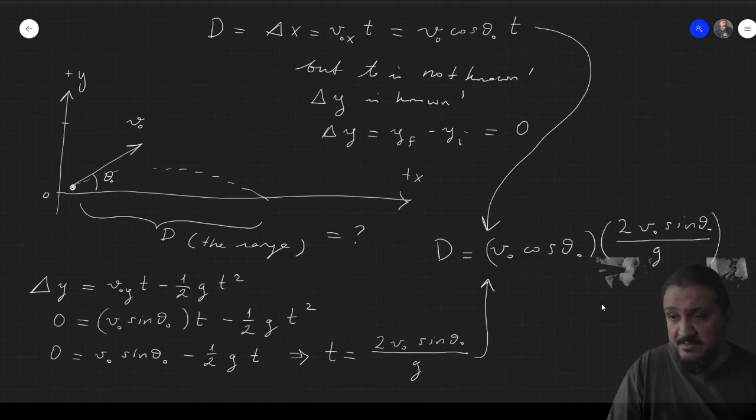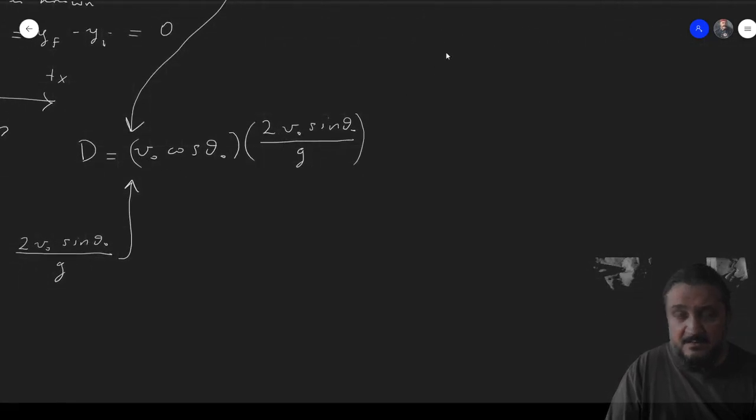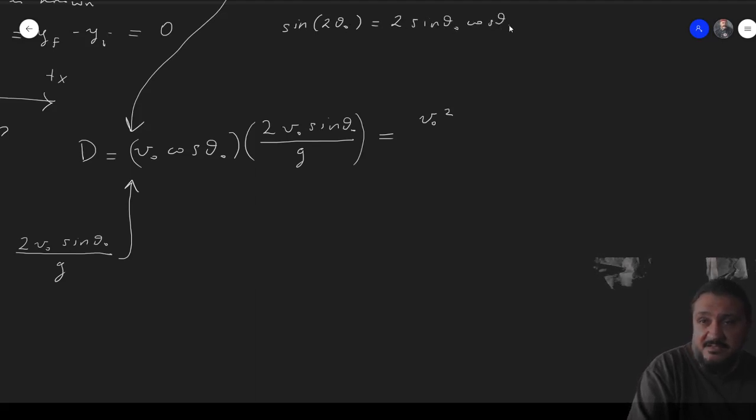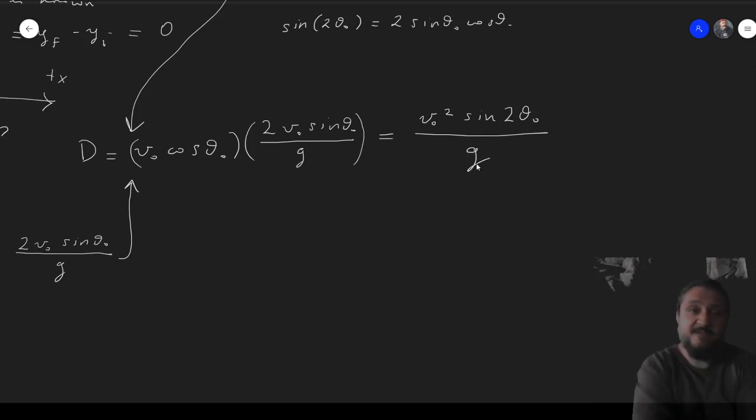And you can simplify it. You have v naught, which makes v naught squared, and you have cosine theta times sine theta times 2. You can remember this formula now: sine of 2 theta naught is equal to 2 sine theta naught cosine theta naught, for any angle. That's what we have here. So d is equal to v naught squared sine 2 theta naught divided by g. That is the range formula that you have in the book.